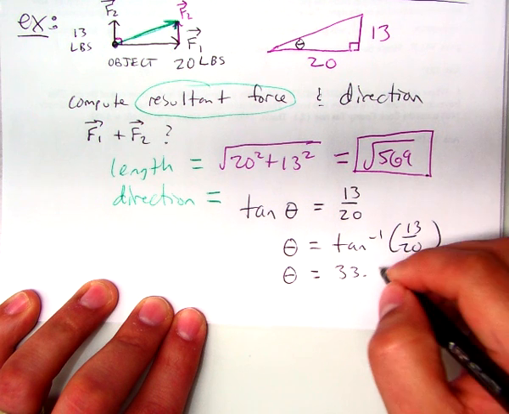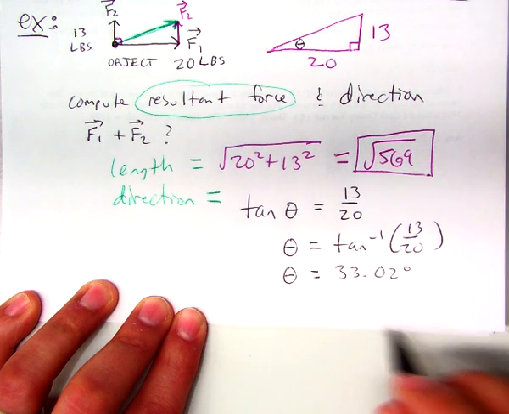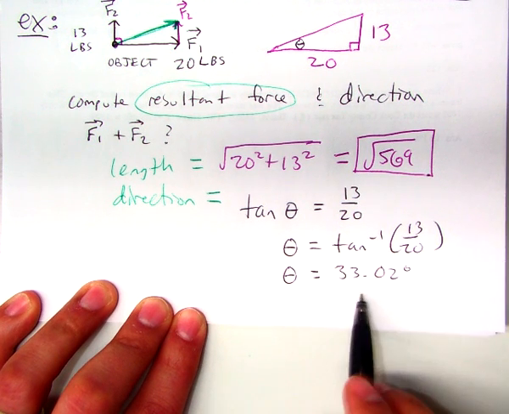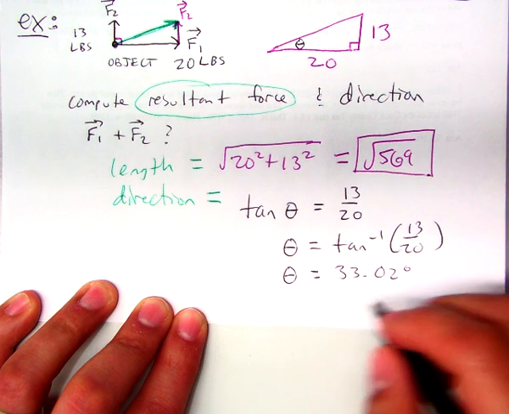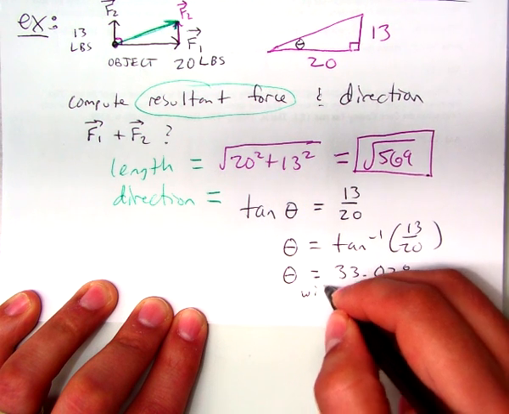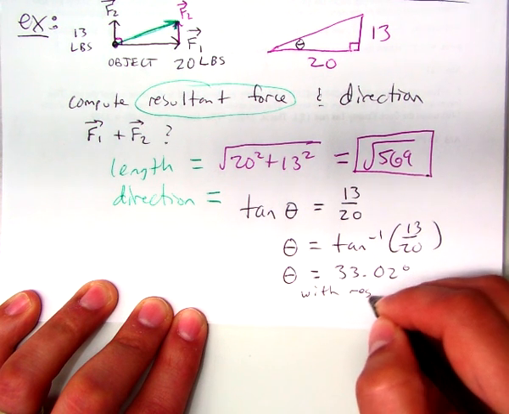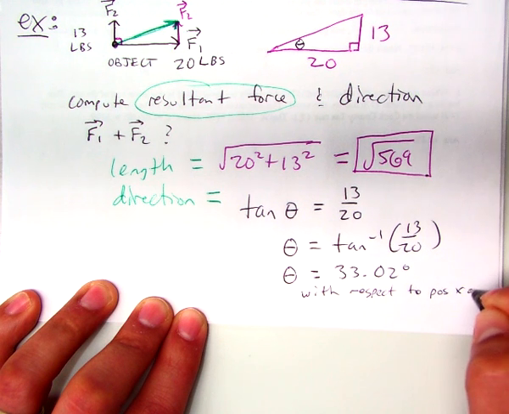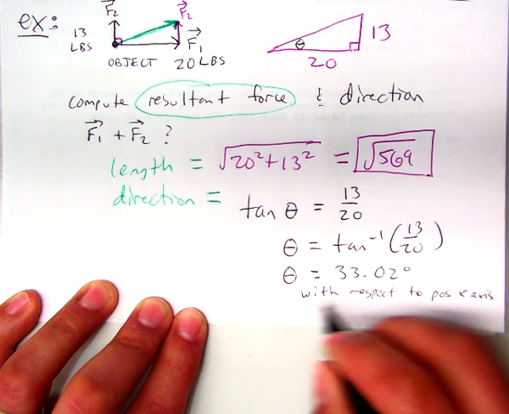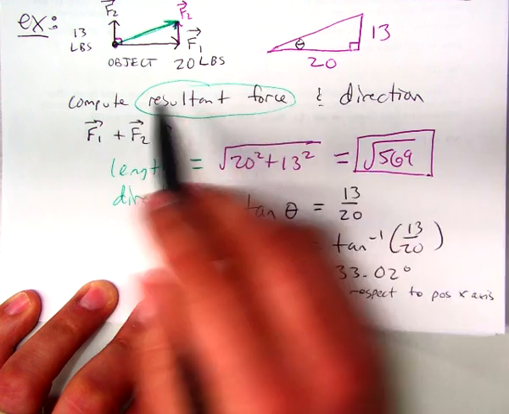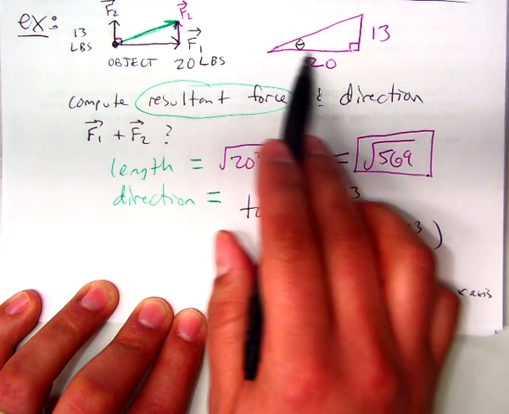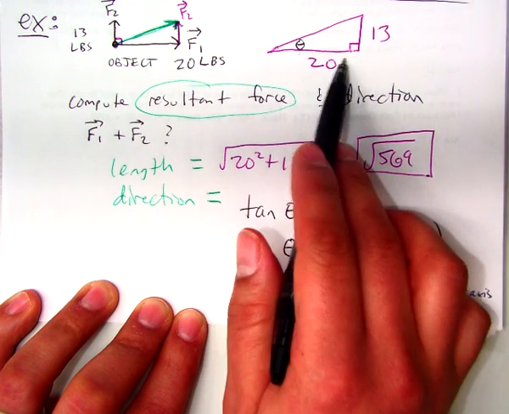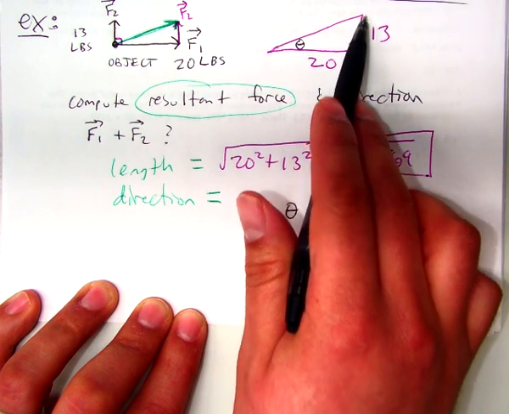33.02 degrees. Okay, so here's how we would say this. We'd say that the direction is 33.02 degrees. There's two options: with respect to the positive x-axis, or, as you're probably used to from physics, which direction is this pointing? East, and we're talking north of east. Does that make sense?